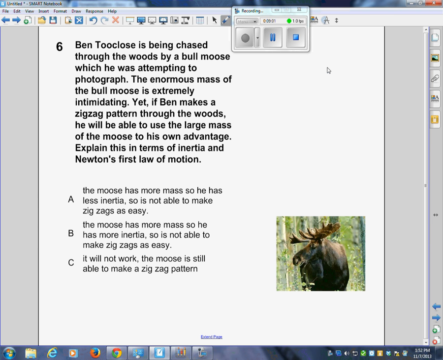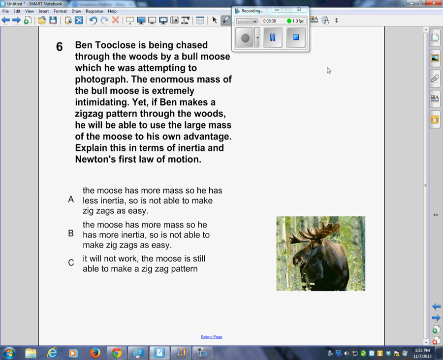Okay, Ben Too Close is being chased through the woods by a bull moose which he was attempting to photograph. The enormous mass of the bull moose is extremely intimidating, but if Ben makes a zigzag pattern through the woods, he will be able to use the large mass of the moose to his own advantage. Explain this in terms of inertia and Newton's first law of motion. So which one of these is most correct? The moose has more mass, so he has less inertia, so he is not able to make zigzags as easy. The moose has more mass, so he has more inertia, so is not able to make zigzags as easy. And it will not work. The moose is still able to make a zigzag pattern.